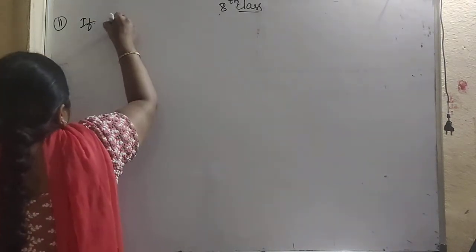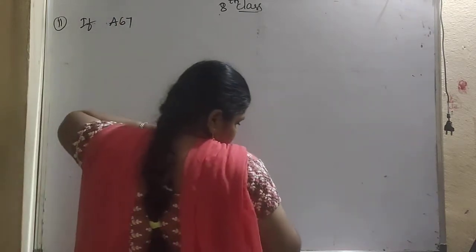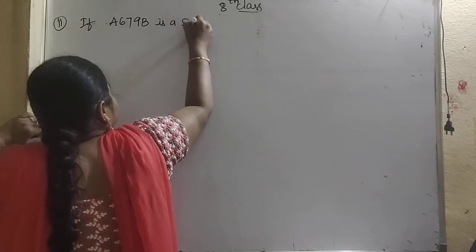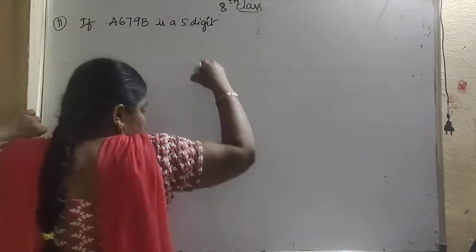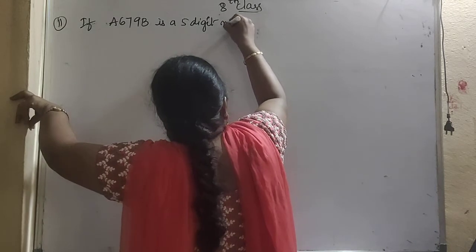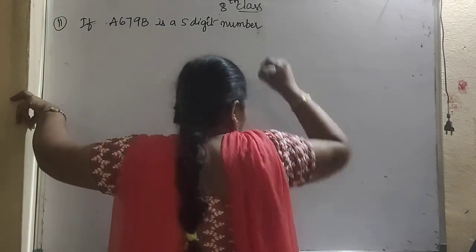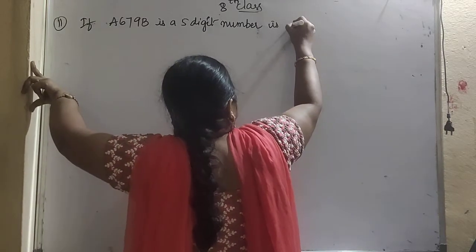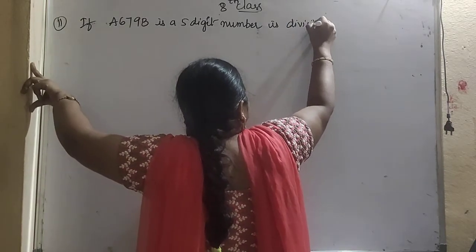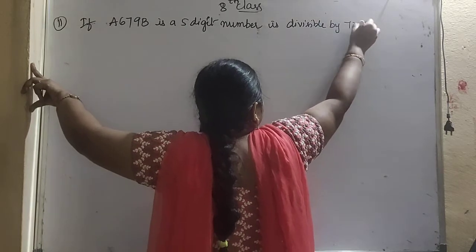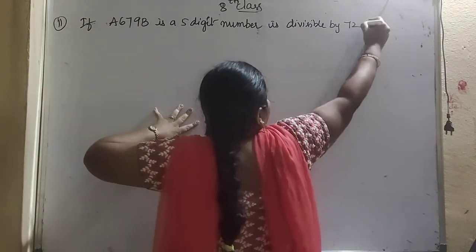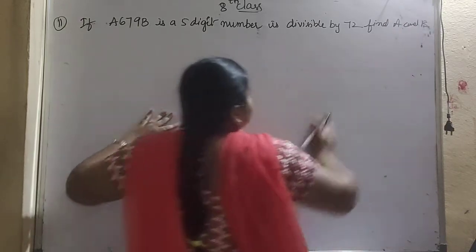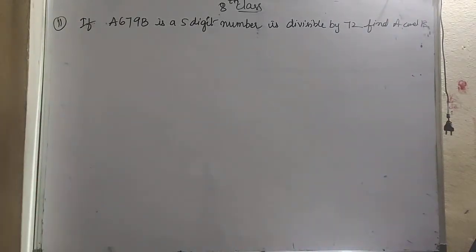A679B is a 5-digit number divisible by 72. Find A and B. So we have to find the A value and B value.